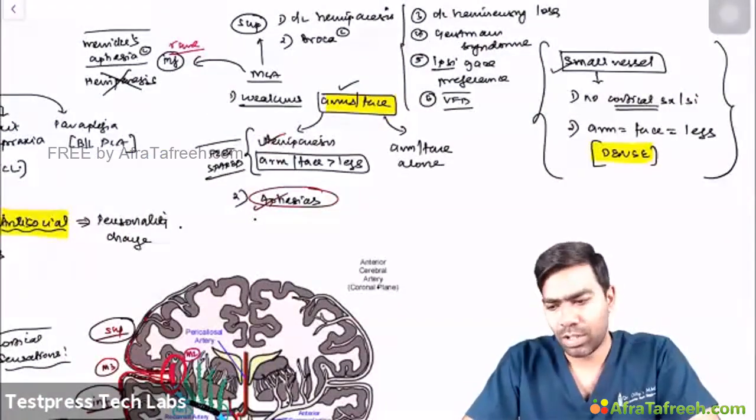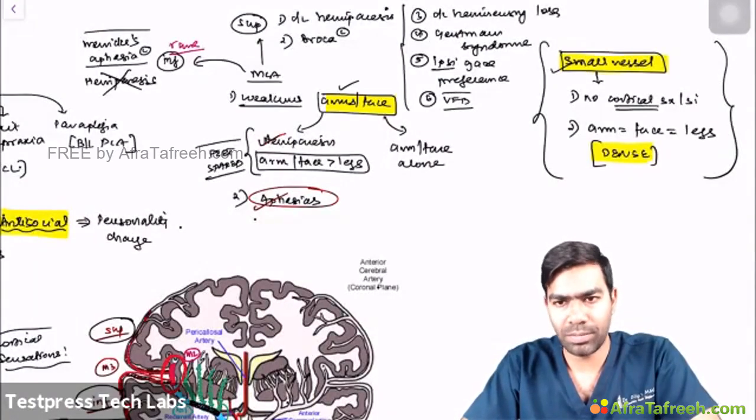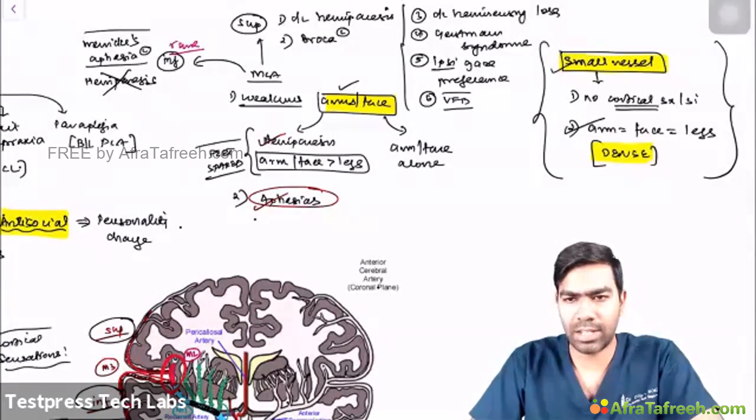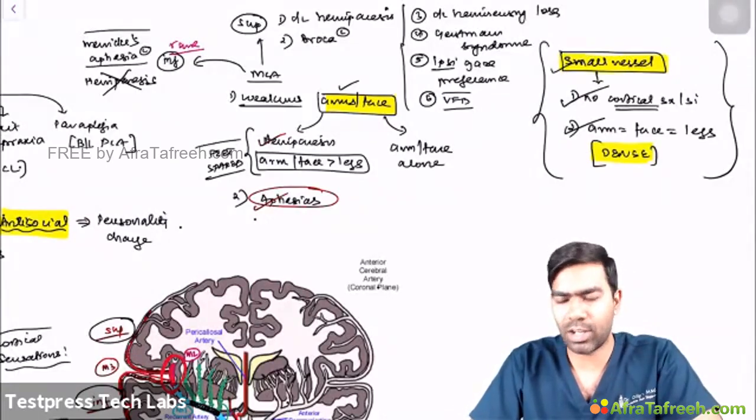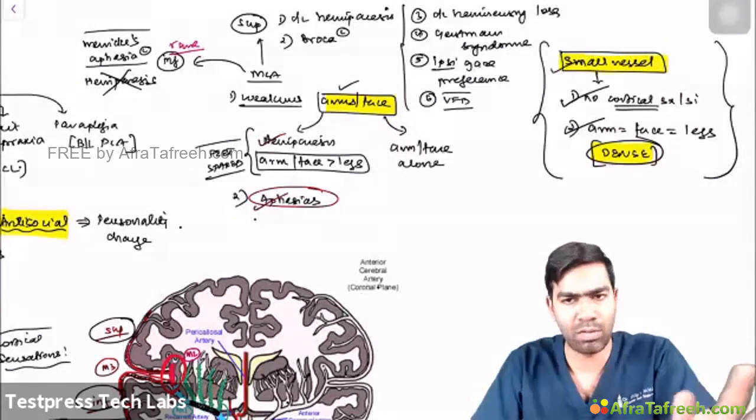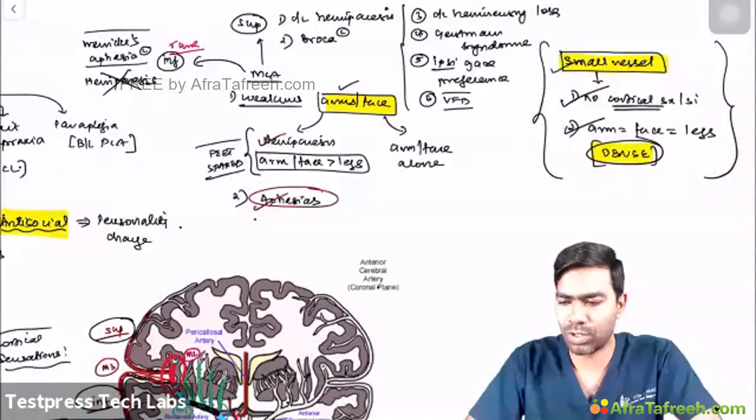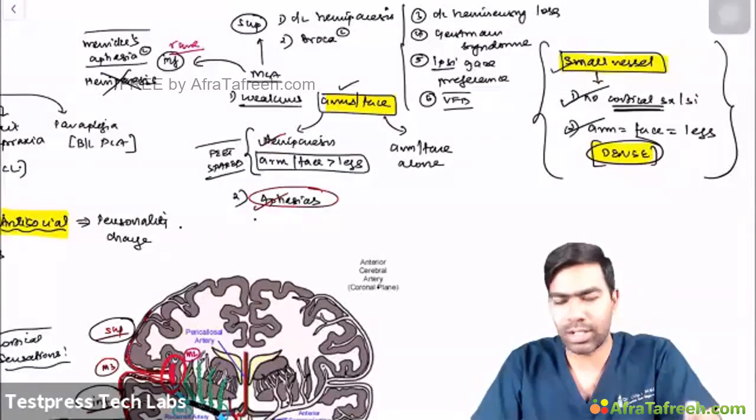Of course, whenever I have a small vessel stroke like lenticulostriate involvement alone, any lenticulostriate involvement for that matter, they will have dense hemiparesis, and they'll not have any cortical symptoms and signs, which means that the arm and face business will not be there. Everything will be equal most of the time. And of course, the most important thing is no cortical symptoms and signs.